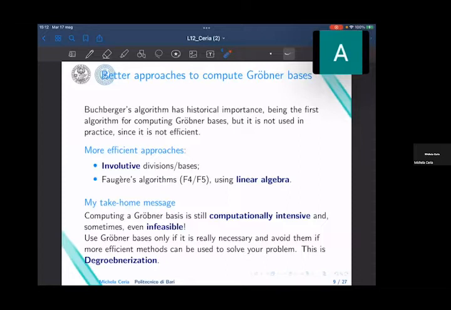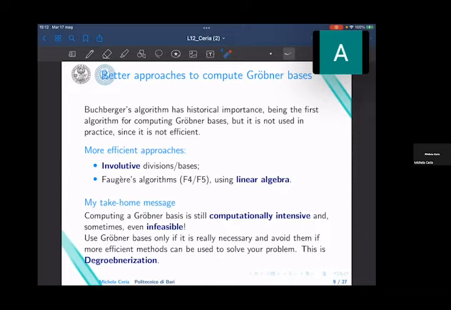In particular, you have involutive divisions and bases. These involutive bases are actually special kinds of Grobner bases, especially used in physics because they have a strong link with partial differential equations, and algorithms like F4 and F5 by Faugère that use linear algebra in order to get bases.